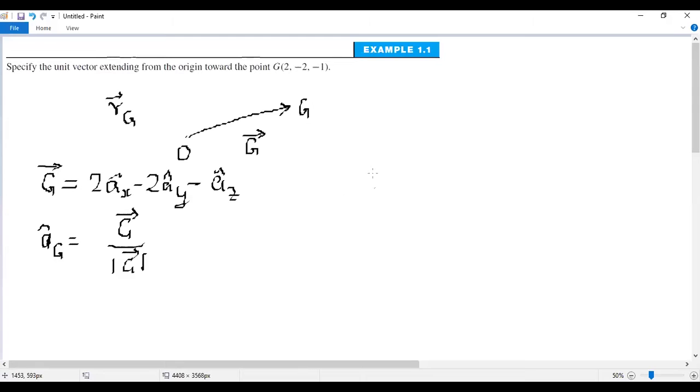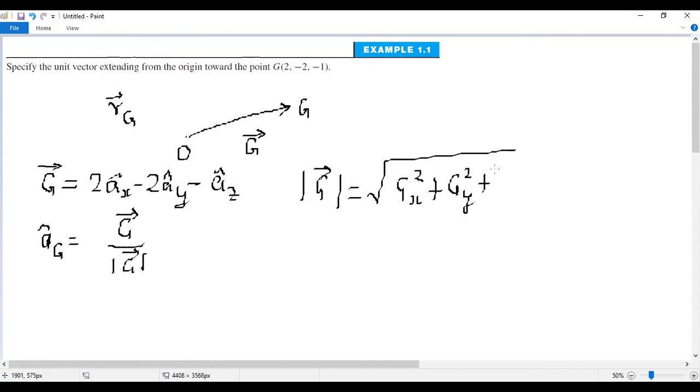So how to find the magnitude of G? The magnitude of G is given by square root of gx square plus gy square plus gz square. Okay. So what is gx from this expression? The ax component of G, that is gx. So here it is 2. What is gy? It is minus 2. What is gz? It is minus 1.